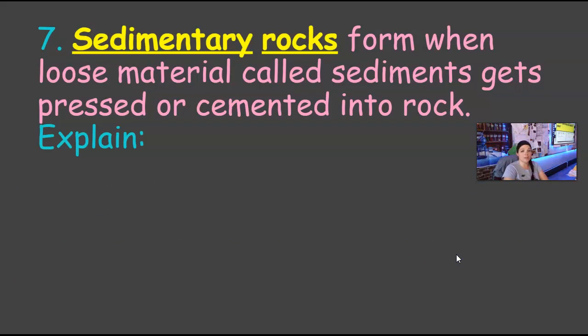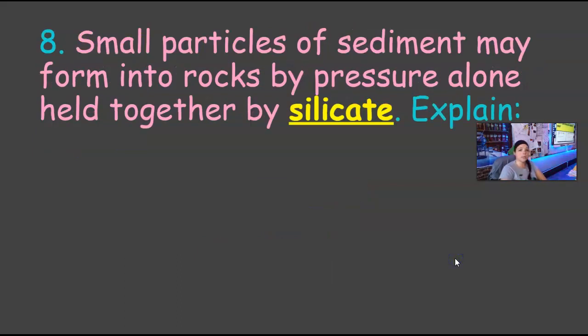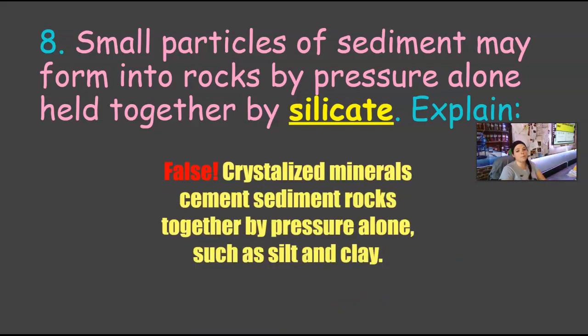All right, let's go back to the anticipation guide. We're going to go into the after slot on the right-hand side. Sedimentary rocks are formed when loose material called sediments are pressed together or cemented into rock. This is true. Sandstone is one example right here, formed from sediments cemented. Number 8. Small particles of sediments may form into rocks by pressure alone, held together by silicate. True or false? This one is false. We crystallize minerals, sediment rocks together by pressure alone, such as silt and clay.